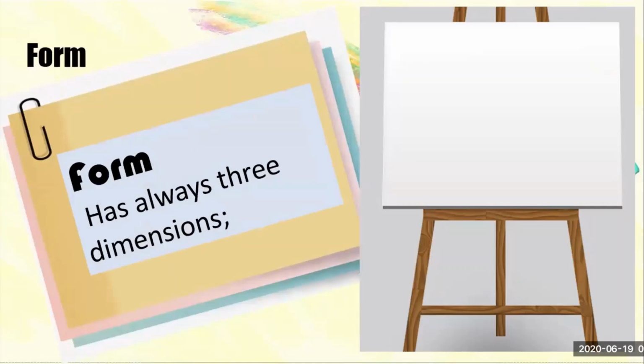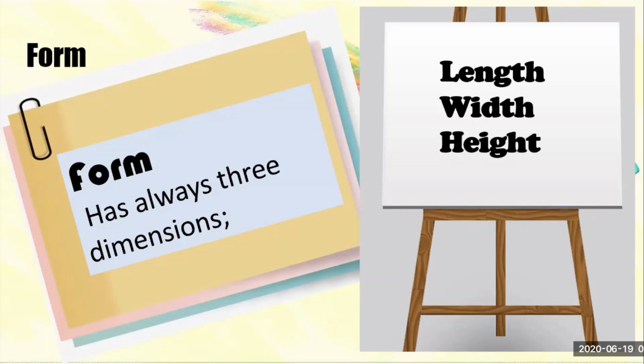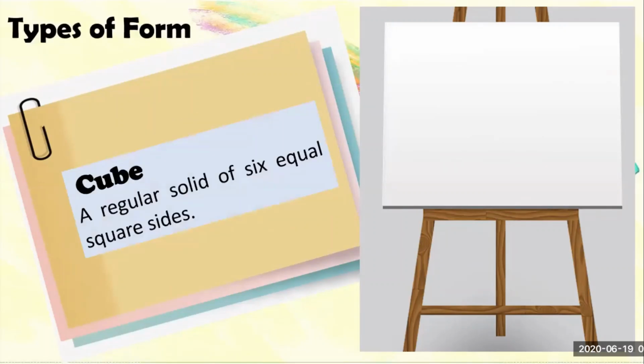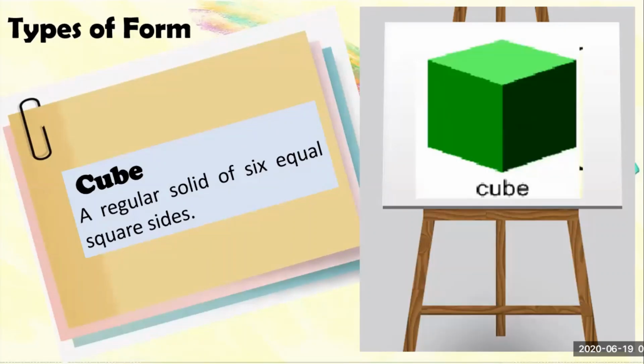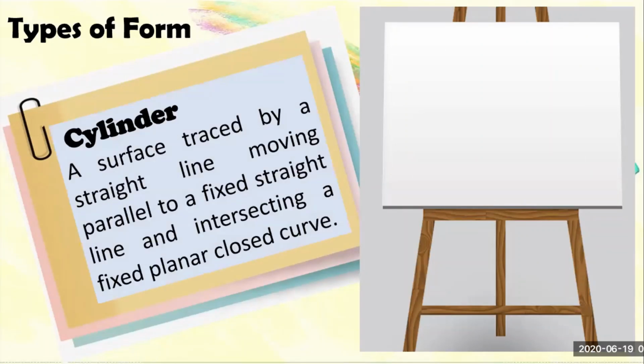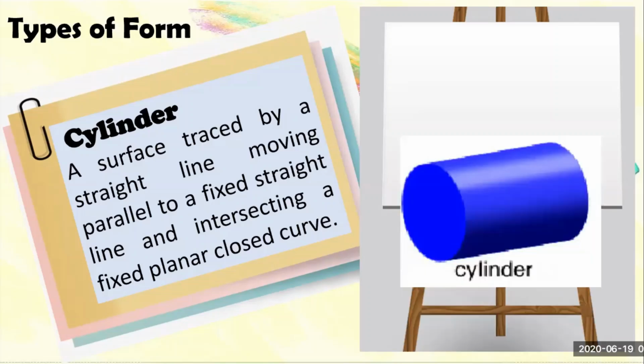Form always has 3 dimensions: length, width, height. Cube, a regular solid of 6 equal square sides. Cylinder, a surface traced by a straight line moving parallel to a fixed straight line and intersecting a fixed planar closed curve.